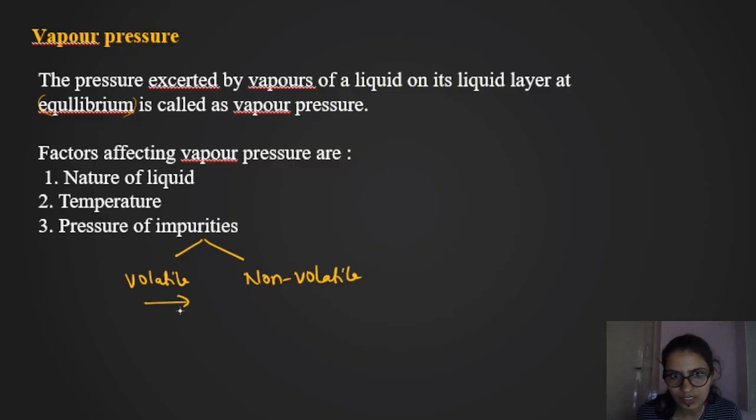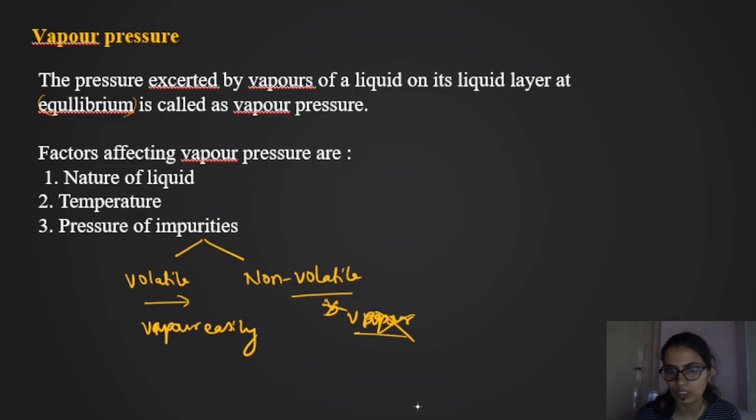What does volatile mean? They convert into vapor easily. And non-volatile means they won't convert into vapor form easily. Okay. So suppose the impurity is present in a liquid. So this is a liquid. Consider we have liquid water. Okay. And we have impurities.